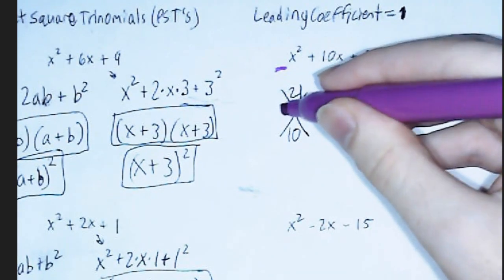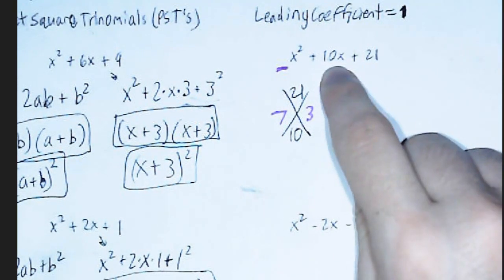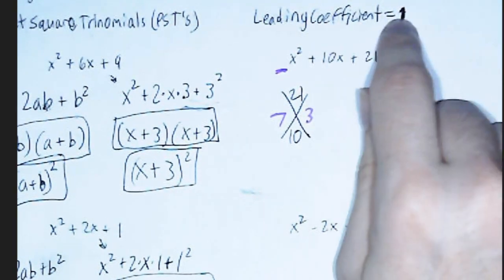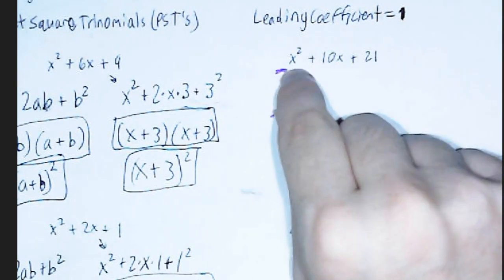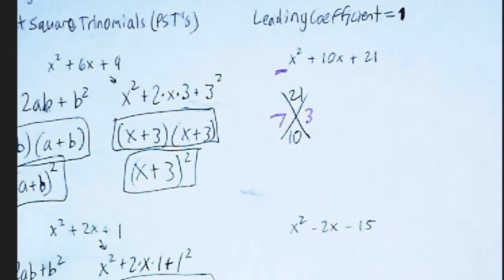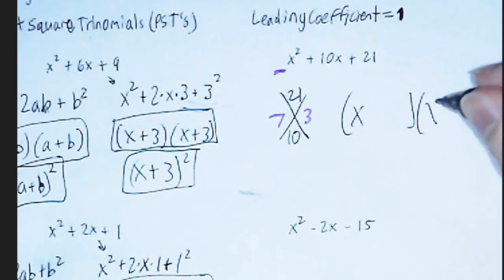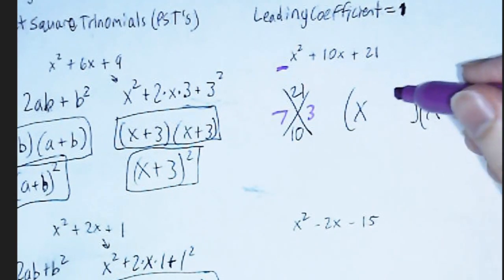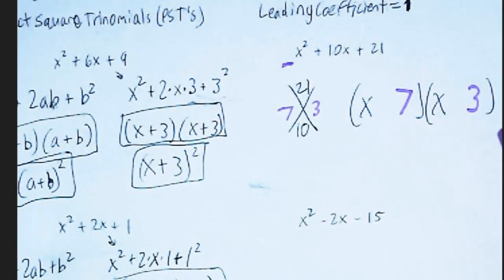Okay, so we should get 7 and 3. So now, instead of splitting the middle term, because the leading coefficient is 1, and this only works when the leading coefficient is 1, we're actually done at this step. We fill in the two last terms of the two factors with the numbers on the sides of the x puzzle, and we're done.